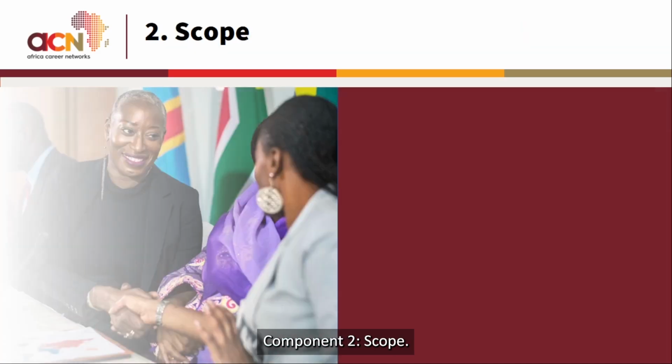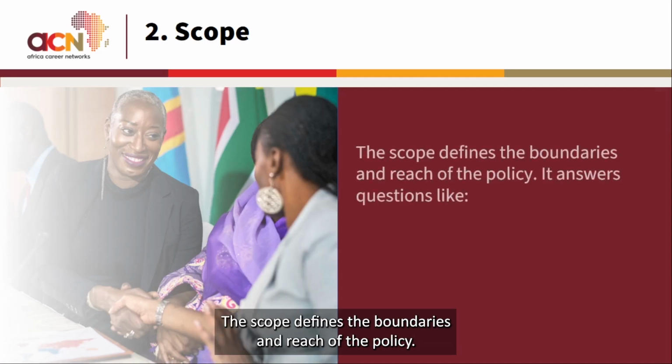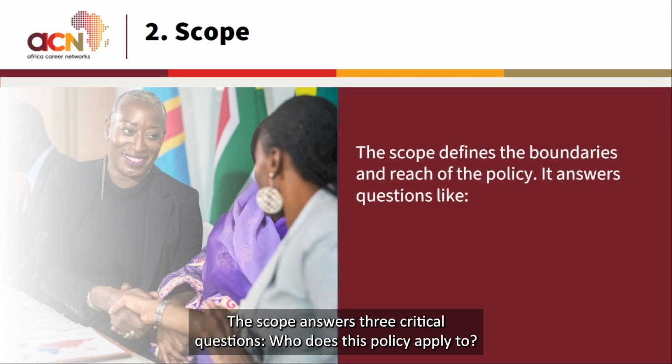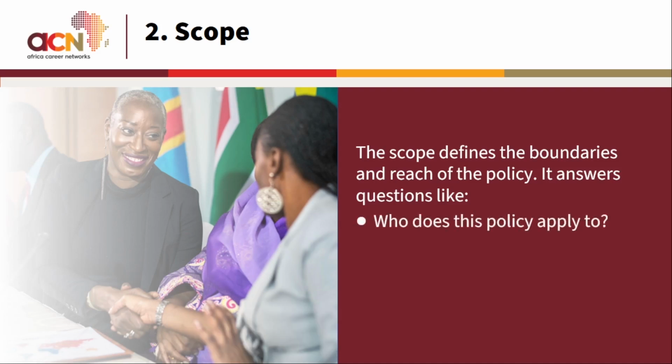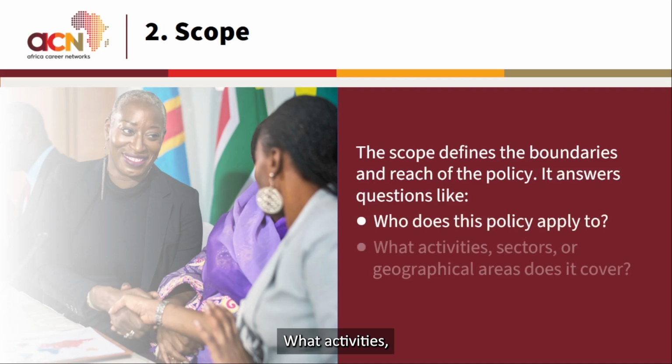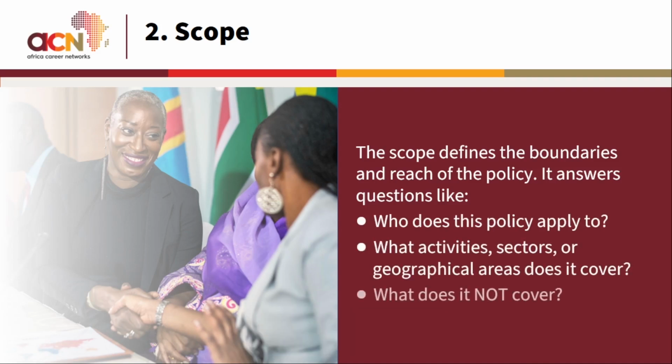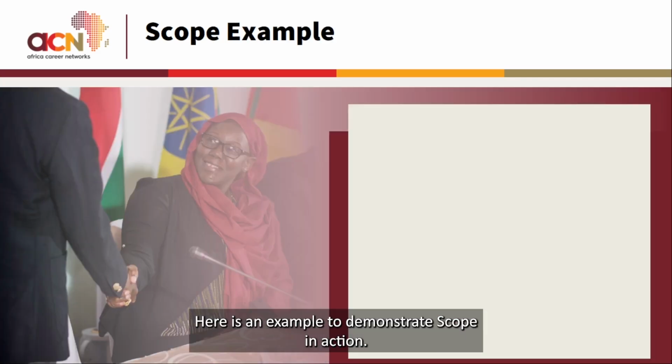Component 2. Scope. The scope defines the boundaries and reach of the policy. The scope answers 3 critical questions. Who does this policy apply to? What activities, sectors, or geographical areas does it cover? What does it not cover? Here is an example to demonstrate scope in action.